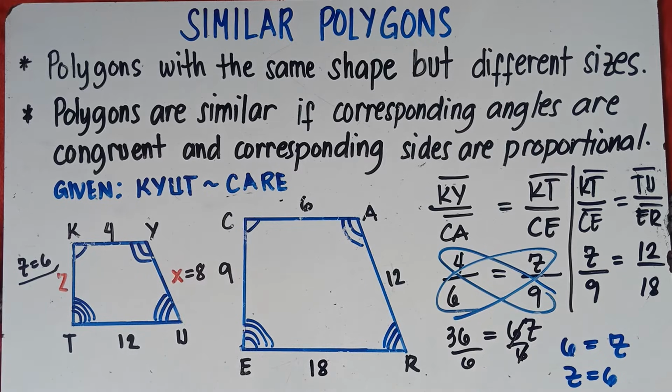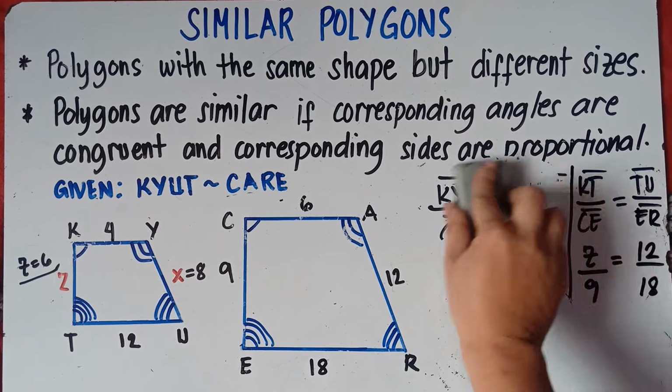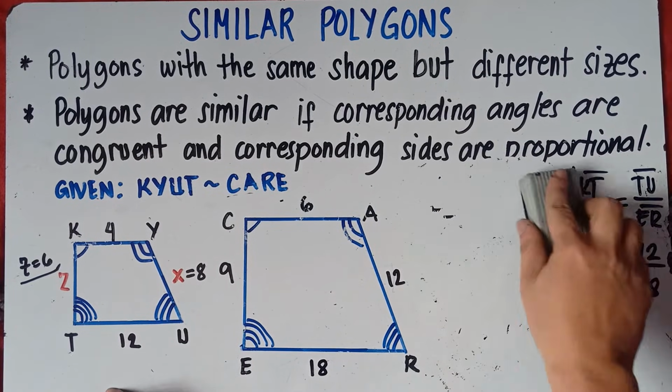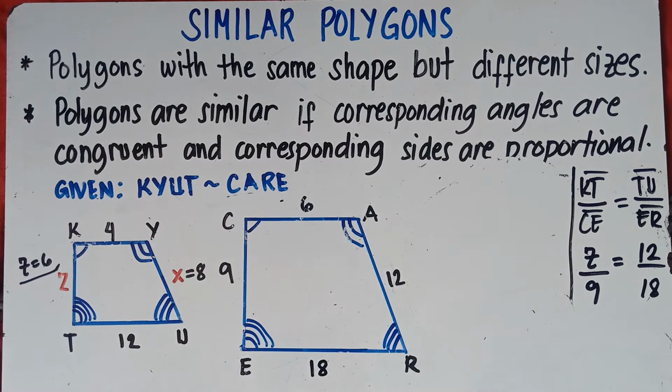Alright, then we cross multiply. So remember this one, class. I will be erasing this one. Let's just check, class, if we have the same answer. Finding z, because you can make many proportions, class, out of this illustration. So let's just check if we have the same answer.